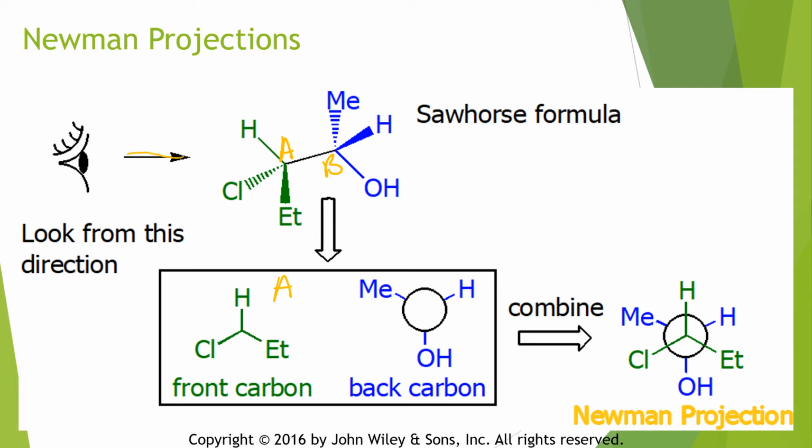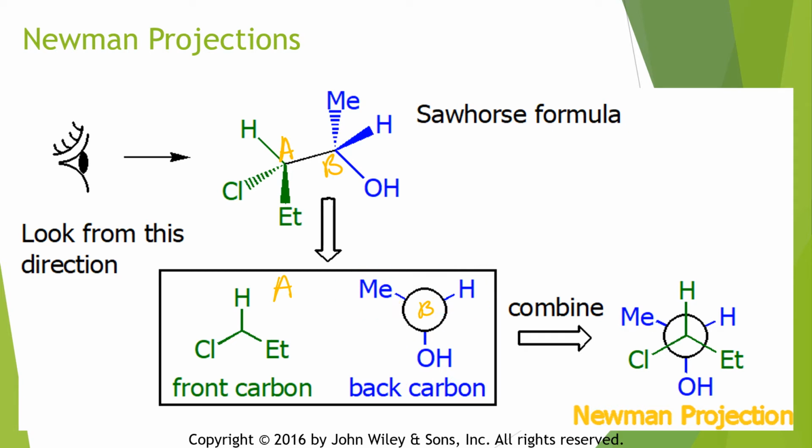If you were looking at this molecule from the side, you would see chlorine on the left, an ethyl group on the right, and hydrogen on the top. And behind it, you would see carbon B, and you would see a methyl to the left and above the chlorine, a hydrogen to the right above the ethyl group, and a hydroxyl group directly opposite the hydrogen.